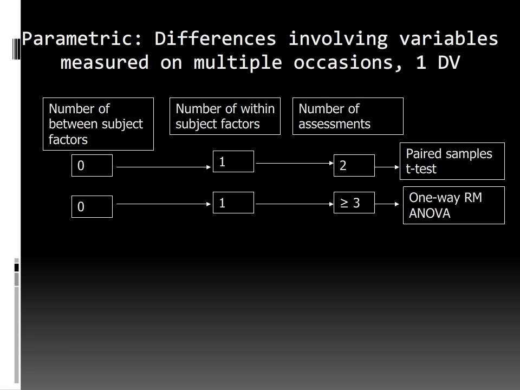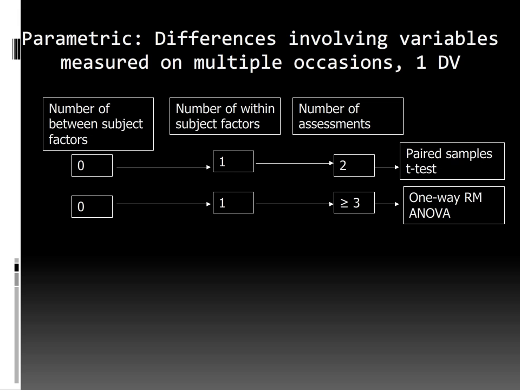If there are 0 between subject factors, and 1 within subject factor that is measured on 3 or more occasions, then the most appropriate statistical test is a one-way repeated measures ANOVA. An example of when it would be most appropriate to use a repeated measures analysis is as follows.